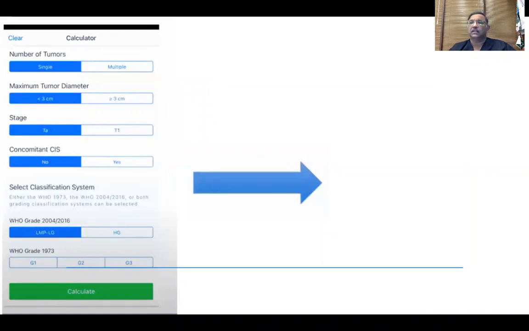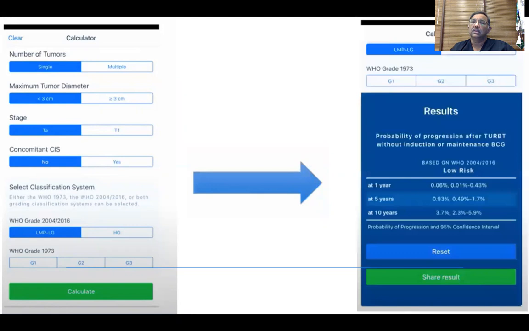Now, if we look at this lady, she had a single tumor, which is less than 3 centimeters. Her pathology is TA. She does not have any carcinoma in situ, and she had low-grade cancer. So she belongs to a low risk with 1-year progression potential of only 0.06%. So this is really very, very low. And these are low risk patients, and most of them can be treated conservatively with single instillation of chemotherapeutic agent.